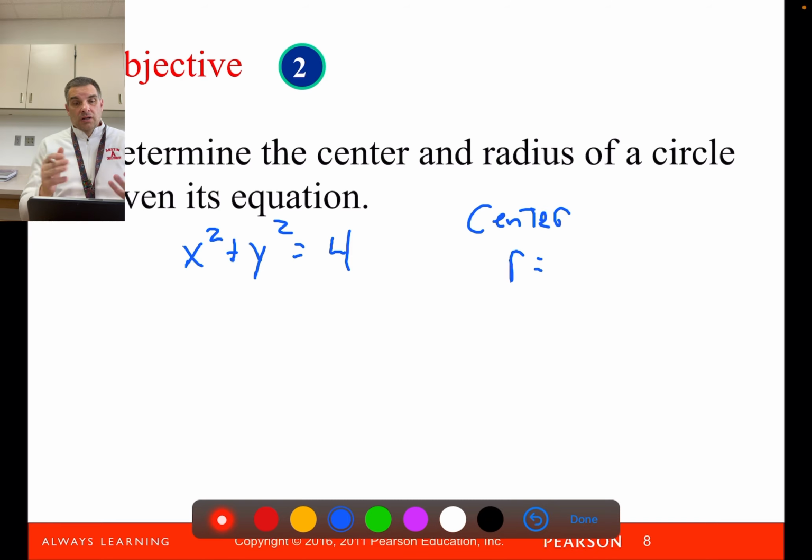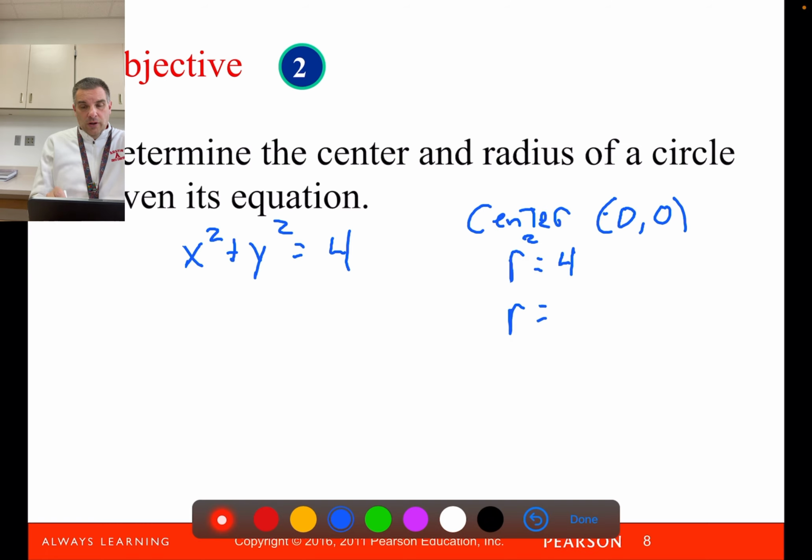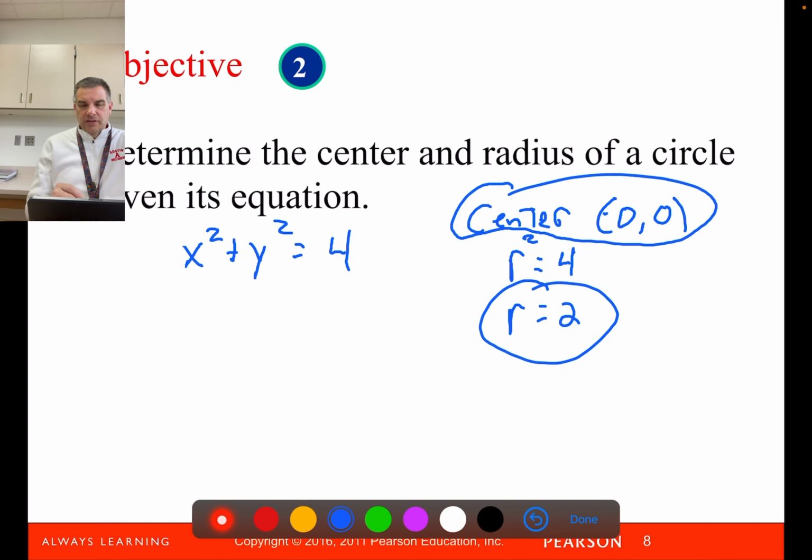Well, our standard form is x minus h squared, and there's nothing in there. Since it's just x squared, our x value for the center is going to be 0, and since it's just y squared, our y value is going to be 0. Remember, the 4 is r squared, so we take the square root of 4, which is 2. So our center is 0, 0, and it has a radius of 2.